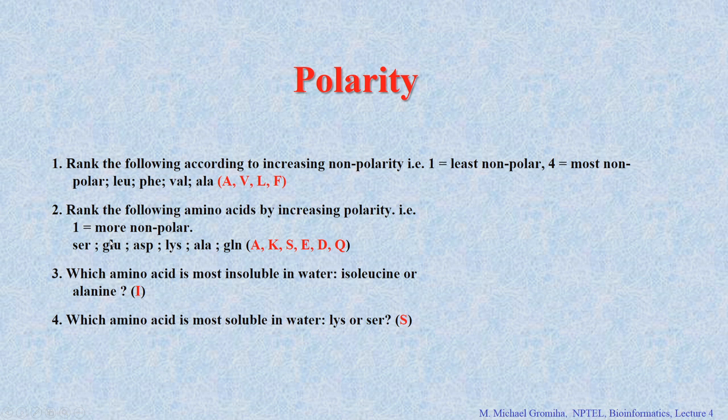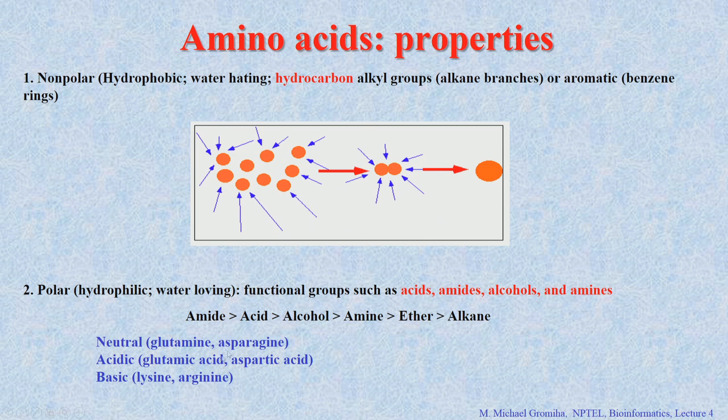Then the second question: I have 6 amino acids: serine, glutamic acid, aspartic acid, lysine, alanine and glutamine. Can you rank these amino acids based on increasing polarity? That means one is more non-polar, alanine, because this one is the aliphatic one. So, this is highly non-polar. Then for the others, this is the order: first amide has more, then acidic acid, and then alcohol, then amine, and then ether and alkane.